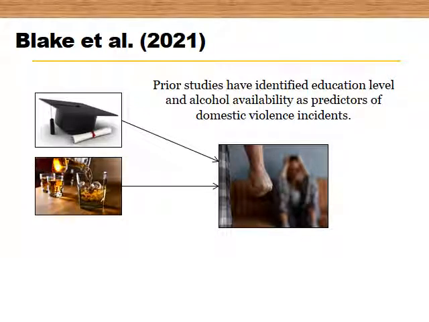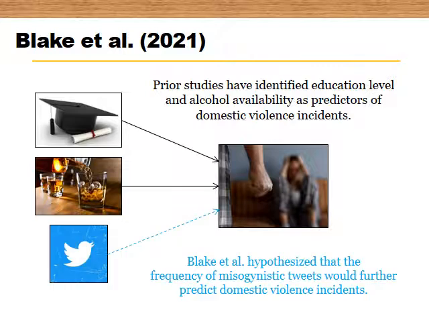Previous research has identified both education level and the availability of alcohol as predictors of the frequency of domestic violence incidents. Earlier this year, Blake et al. published a study to see whether the frequency of misogynistic tweets that were sent in a given area would further predict the frequency of domestic violence incidents above and beyond education level and alcohol availability. So this was actually kind of a clever study.